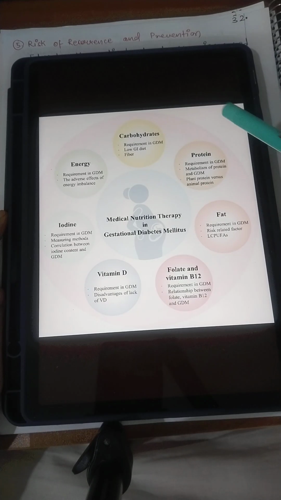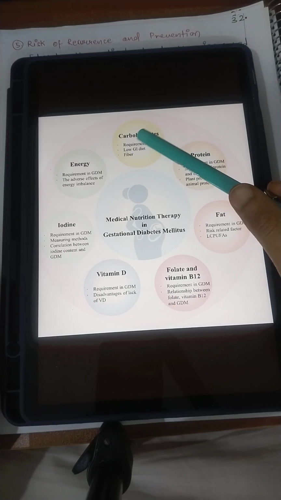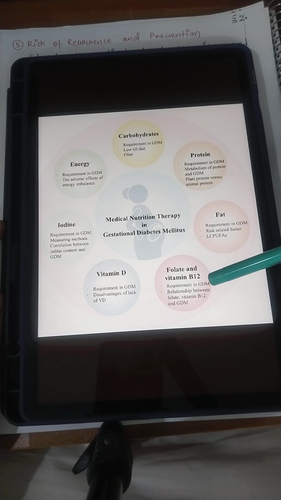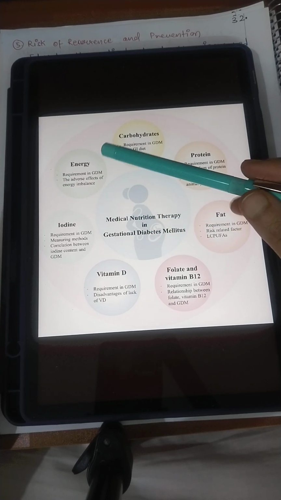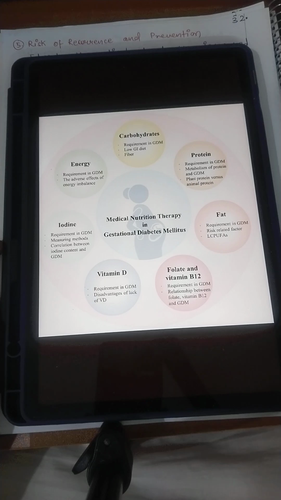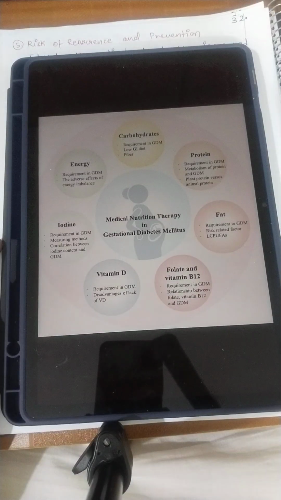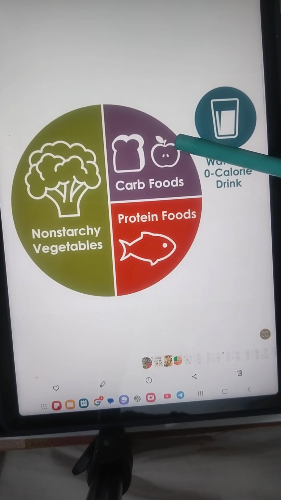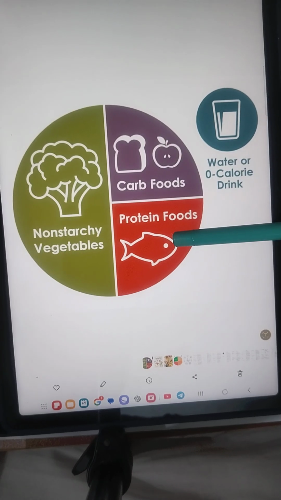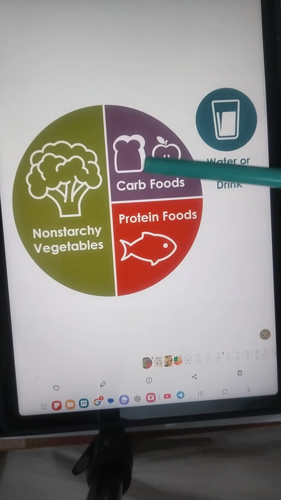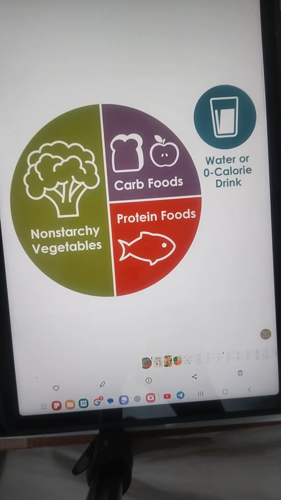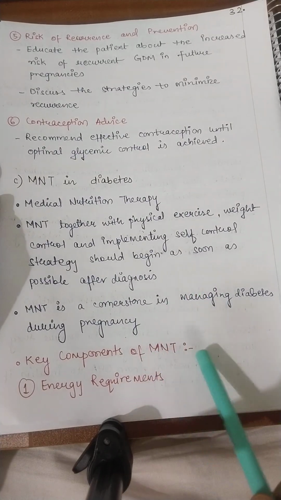In the MNT, we have to advise the patient proportion of carbohydrate, protein, fat, folate and vitamin B12, vitamin D, iodine, iron, energy, everything should be there in that nutrition therapy, but in a limited and particular amount. Mostly it should be non-starchy vegetables, less carbohydrate and an equal amount of protein in that plate, and advising a lot of hydration, water, zero calorie drink. So we'll begin with the key components of MNT.